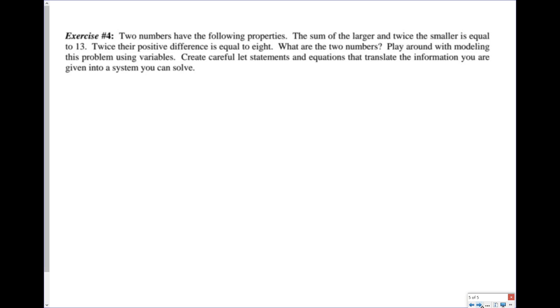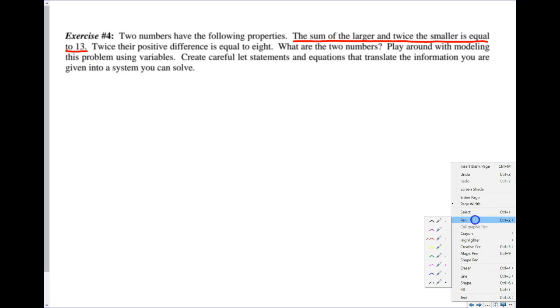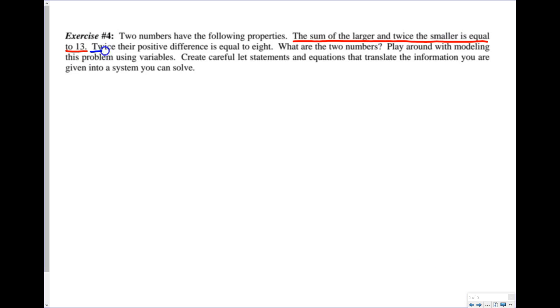So let's read. 2 numbers have the following properties. The first property is the sum of the larger and twice the smaller is equal to 13. That's a really important piece of information, so I'm going to underline it. The sum of the larger and twice the smaller is equal to 13. Twice their positive difference is equal to 8. Okay, that's the second part of the problem. What are the 2 numbers? Play around with modeling using variables.